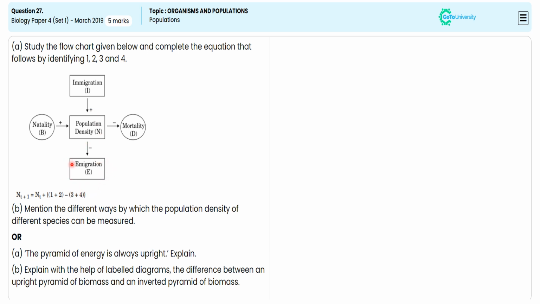With this information, let me identify 1, 2, 3, 4 of the given population density equation. 1 is indicating the natality rate, 2 is indicating the immigration, 3 is indicating mortality, and 4 is indicating e-migration. For this specification, we are getting 2 marks.